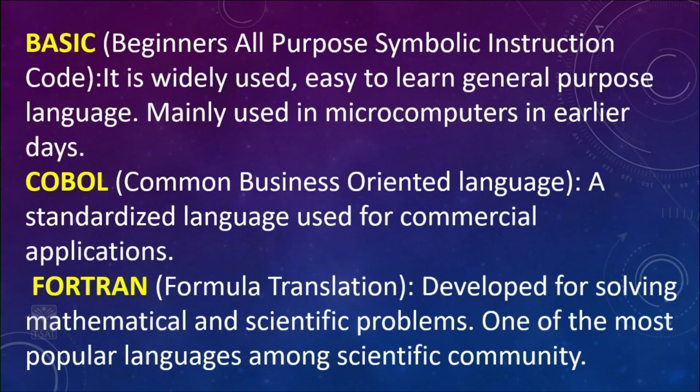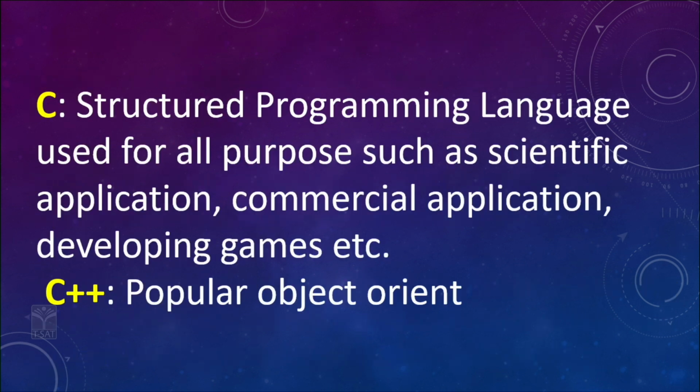So, let me go very fast through the names of the languages. BASIC means Beginners All purpose Symbolic Instruction Code. So, BASIC is one of the high level languages. COBOL, a standardized language used for commercial applications. Fortran is formula translation. These meanings are very important. COBOL means Common Business Oriented Language. Fortran means Formula Translation. C, structured programming, and C++, a popular object oriented language. So, BASIC, COBOL, Fortran, C, C++ are the high level languages.